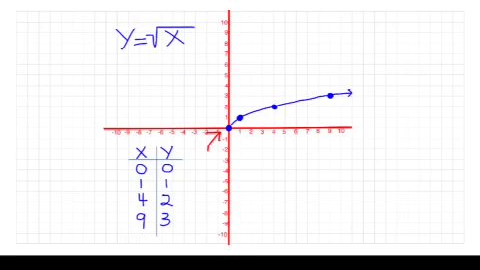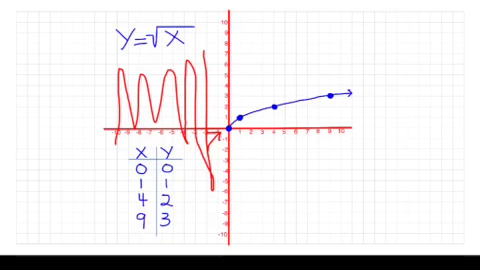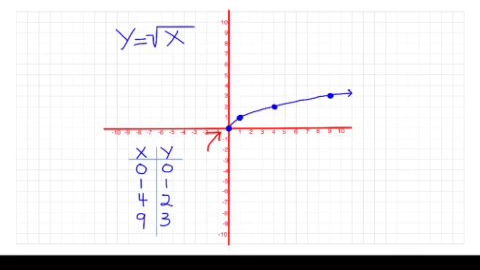Noticing that the parent function never goes over here because you never have negative x's. If you try to put those in, you don't get real answers. So we don't use negative numbers for x. They begin at 0. So keep that in mind. That's the square root parent function and its characteristics that you need to know.